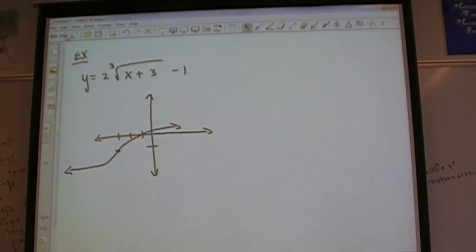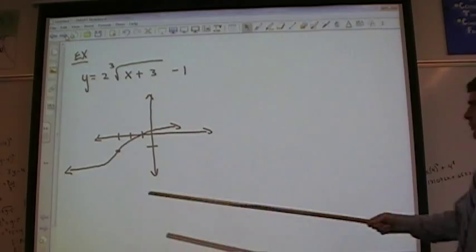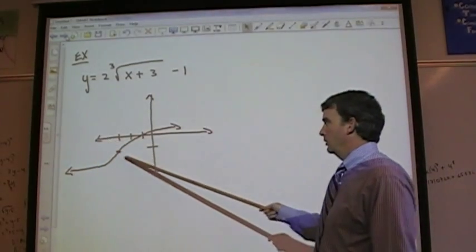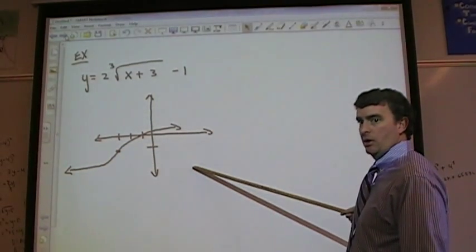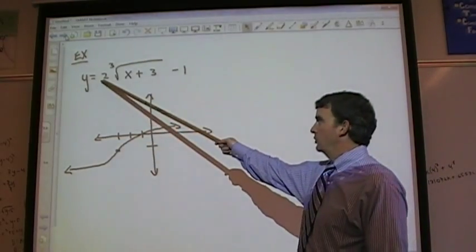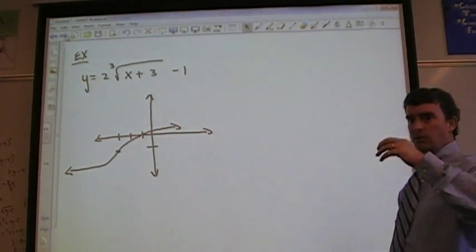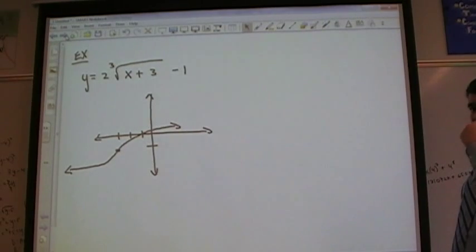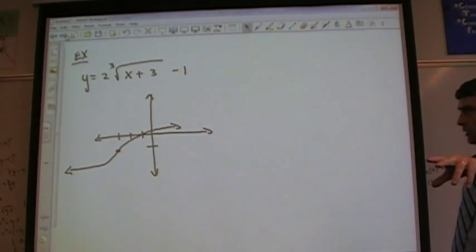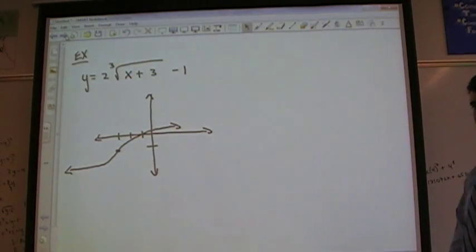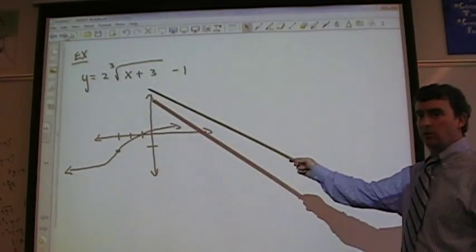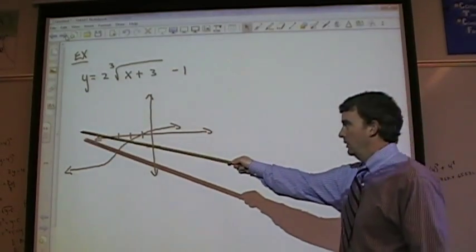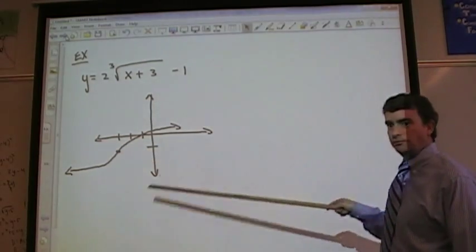Wait, why does it go this way and not the other way? What other way? Your only other way would be here. Yeah. Is that what you're answering? Yes. It would do that if 2 were negative. It would flip. Okay, so look back at the first example we did and see what shape any cube root takes. But if it were negative, that would flip it to make it go this way. Alright.